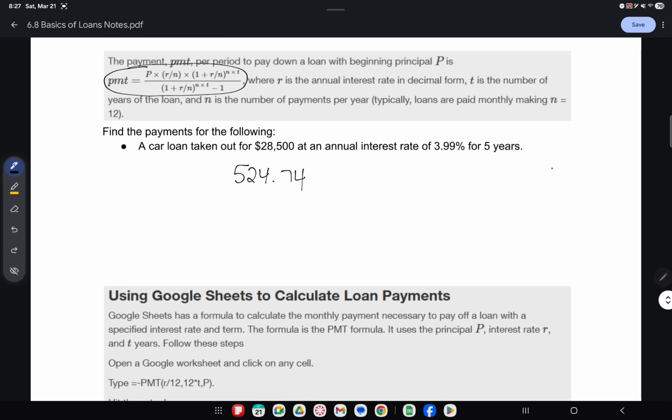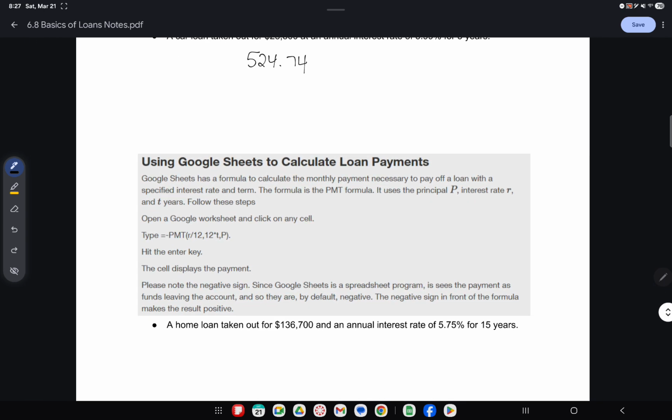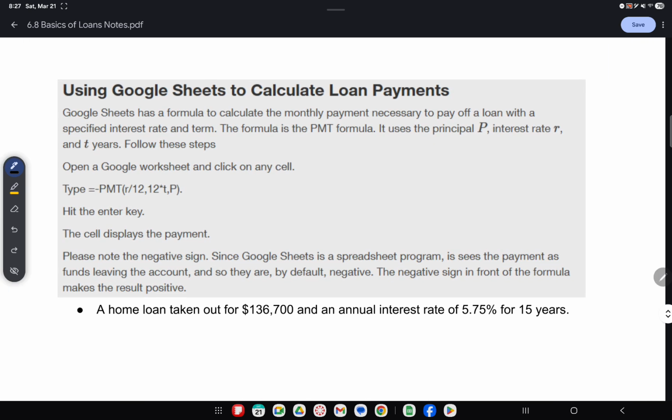All right. Oh, and I guess I should have used the formula, because here we do the Google Sheets to do it. Which, there it is. You can do the negative payment so the number doesn't show up as negative in the end, or you don't have to.